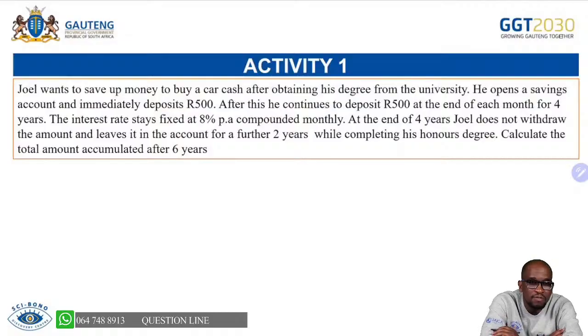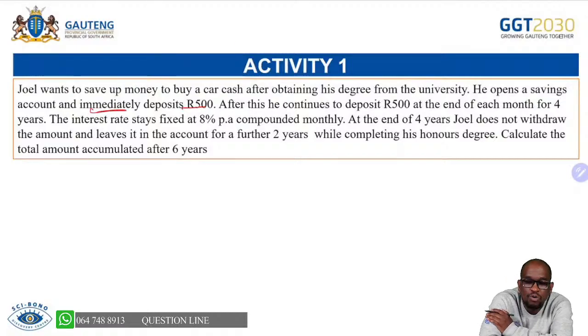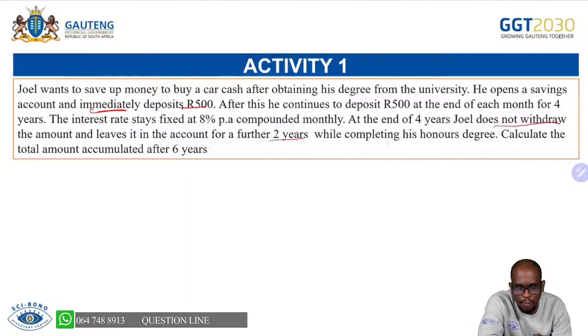The activity that I gave you is about Joel saving up money to buy a car. After obtaining his degree from university, he opens a savings account and immediately deposits 500. After this, he continues to deposit 500 at the end of each month for 4 years. The interest rate stays fixed at 8% per annum compounded monthly. At the end of 4 years, Joel does not withdraw the amount and leaves it in the account for a further 2 years while completing his honors degree. Calculate the total amount accumulated after 6 years.